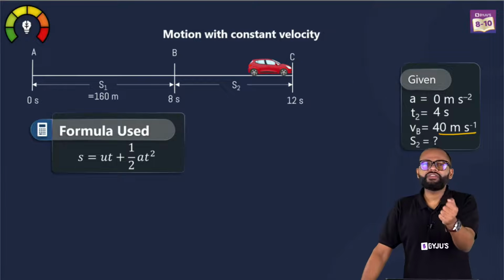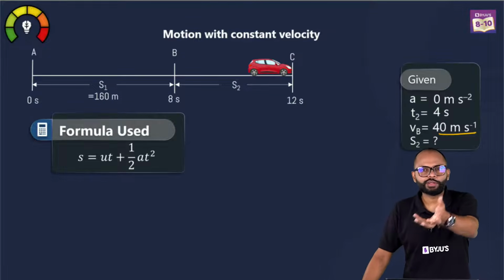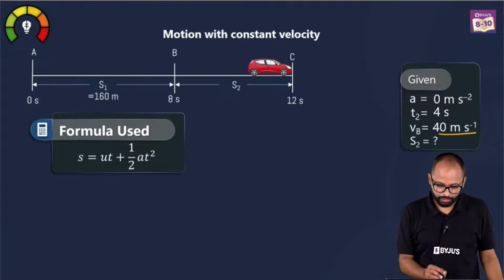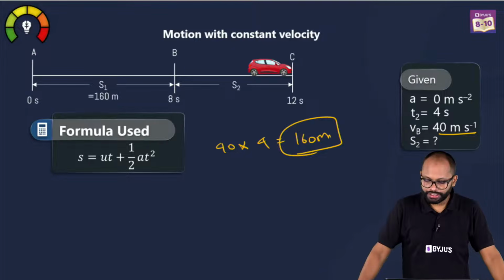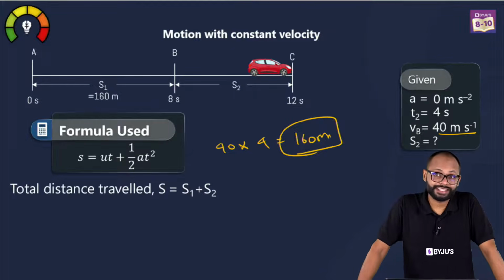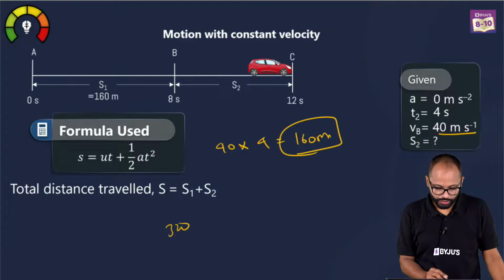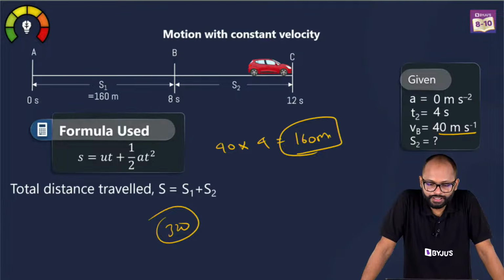Why? If acceleration is 0, velocity is constant, time is given to you, the displacement will be what? Velocity multiplied by time, right? It will be 40 multiplied by 4. So this is 160 meters again. So total distance would be how much? S1 plus S2. 160 plus 160. That is what? 320. So yes, 160 for the second part.